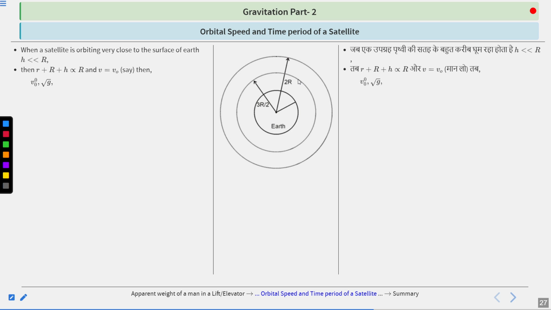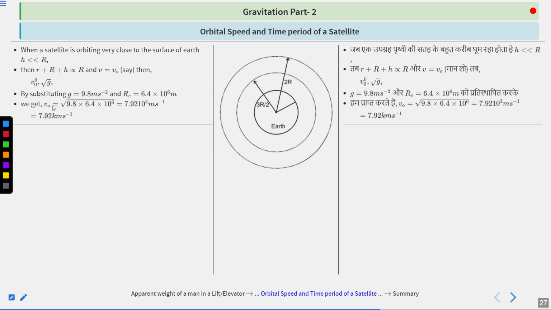Then v0 equals under root g R_e. By substituting g equals 9.8 meters per second squared and R_e equals 6.4 into 10 power 6 m, where R_e means the radius of Earth, we get velocity equals under root 9.8 into 6.4 into 10 power 6, which equals 7.92 into 10 power 3 meters per second, which is equal to 7.92 kilometers per second.